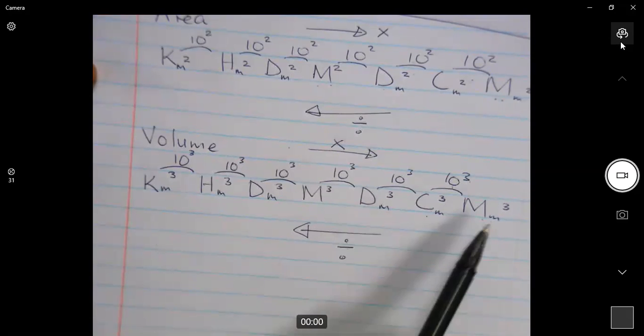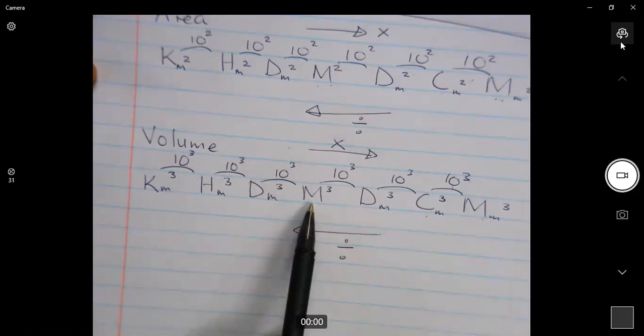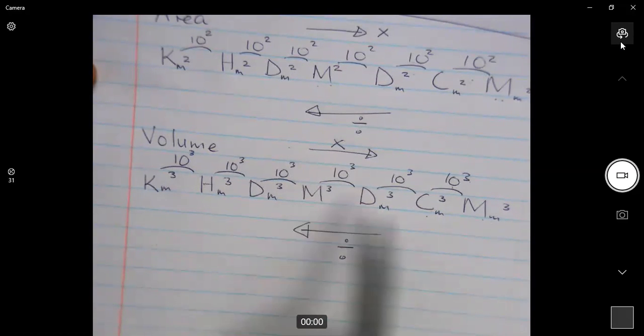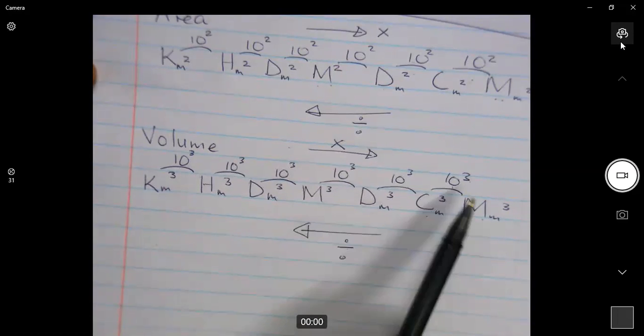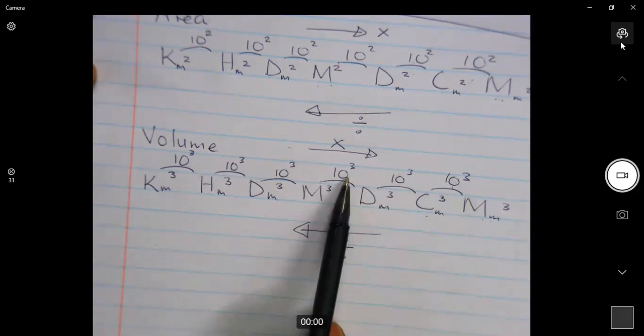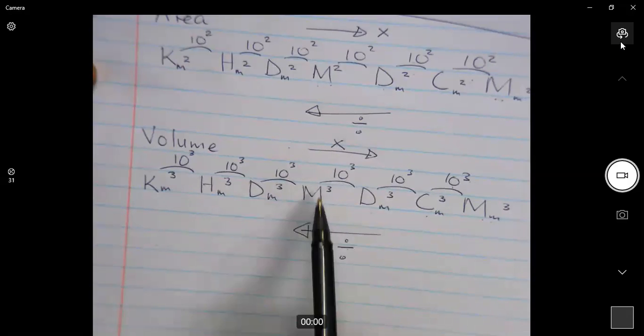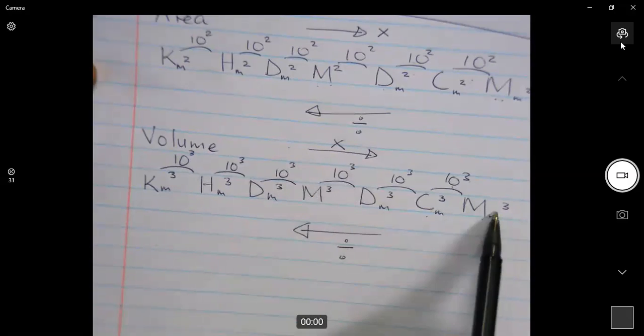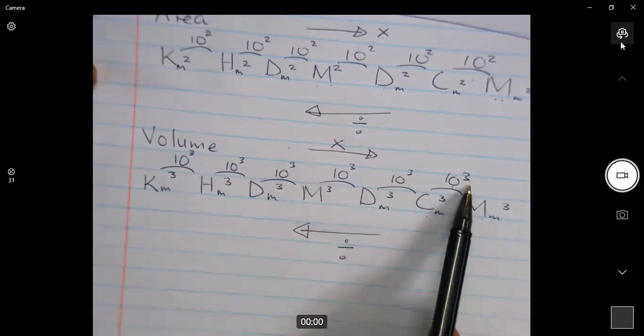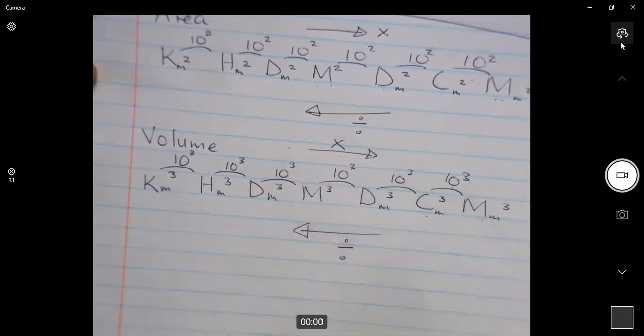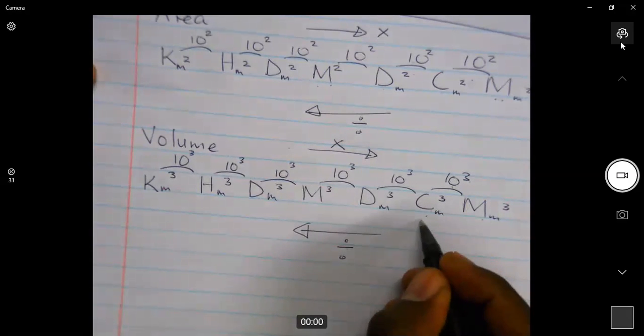If I move from cubic millimeters to cubic meters, I'm going to make 3 steps, 1, 2, 3. So it's 3 plus 3 plus 3, which is 9. So my answer is going to be 10 to the power 9. I'm going to divide by 10 to the power 9. What is 10 to the power 9? That's 1 billion. Is that clear? All right, if I move from cubic meters to cubic millimeters, I'm going to multiply by a billion. Clear?